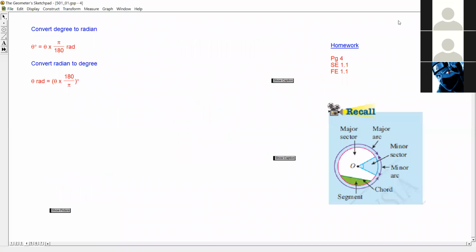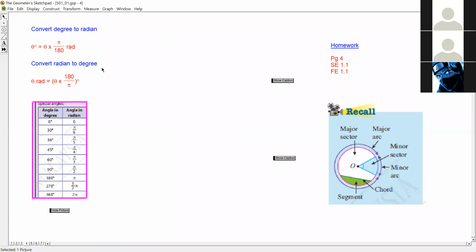Okay, now I'm going to show you how to convert from degree to radian and from radian to degree. Before I convert, I see that inside the textbook they have this thing here: 0 degrees is 0 radian, 30 degrees is pi over 6 radian, and so on. These are the more famous angles. You look at the degree, the radian is inside your mind, pi over 6. You look at this pi over 2, inside your mind you know it's 90 degrees.